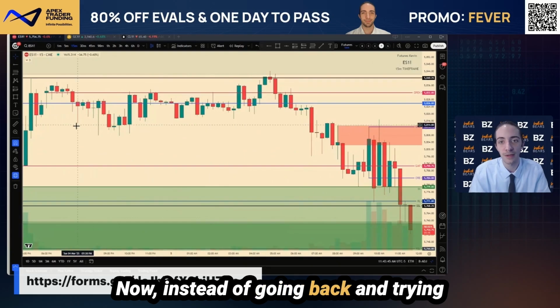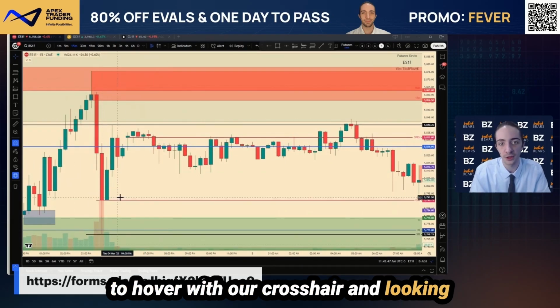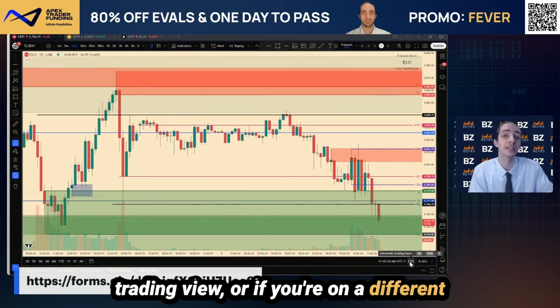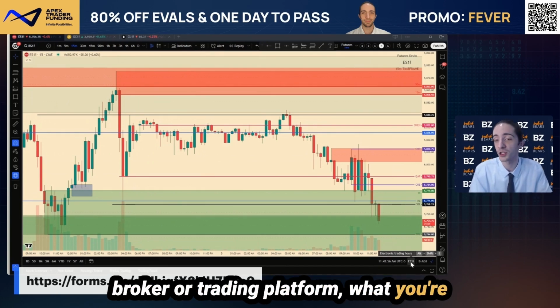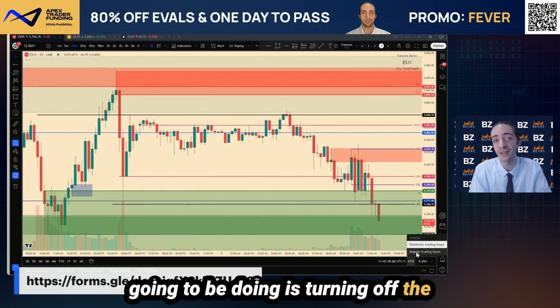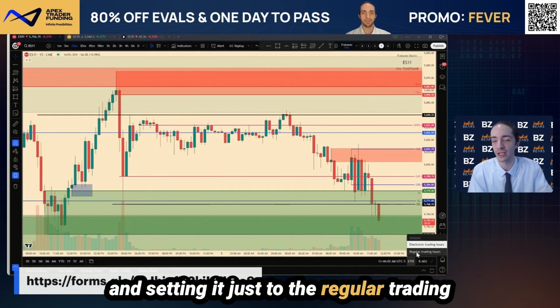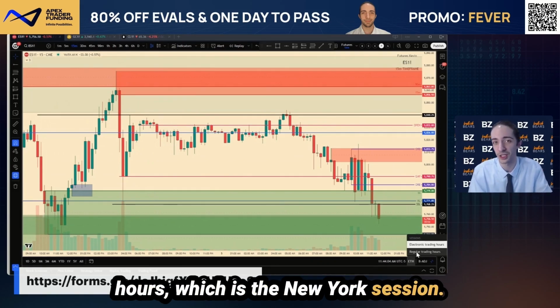Now, instead of going back and trying to hover with our crosshair and looking for it, what we could do is we could come down to our bottom right on TradingView, or if you're on a different broker or trading platform, what you're going to be doing is turning off the extended or electronic trading hours and setting it just to the regular trading hours, which is the New York session.